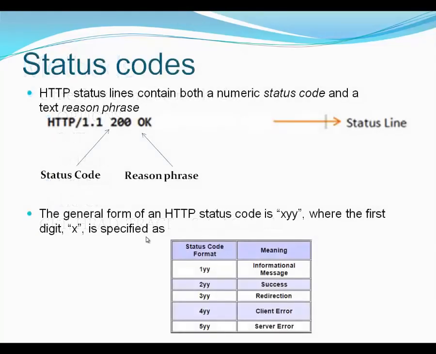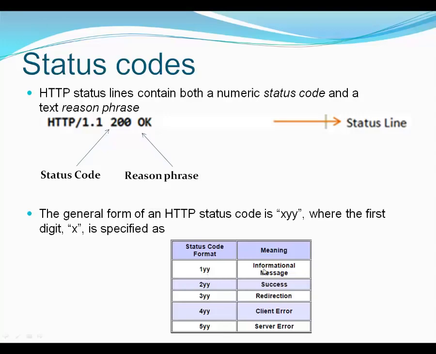Now, response codes. There is a status code we saw, right? 200. What are these? HTTP status lines contain both the numeric status code and a text, or human-readable, interpretation of the status number. Now 200 here is the status code, and the reason says OK. So there are five categories of status code: 1YY, 2YY, 3YY, 4YY, and 5YY.